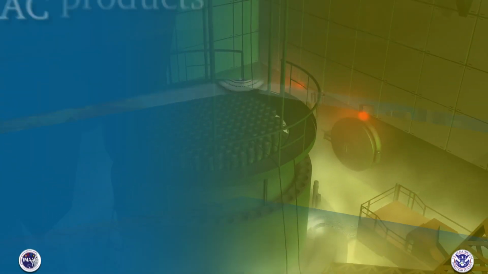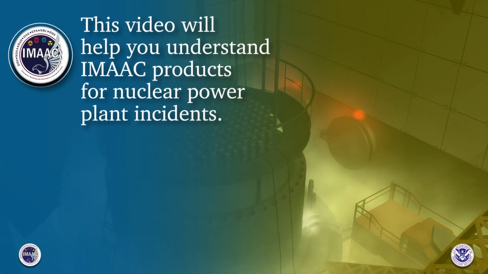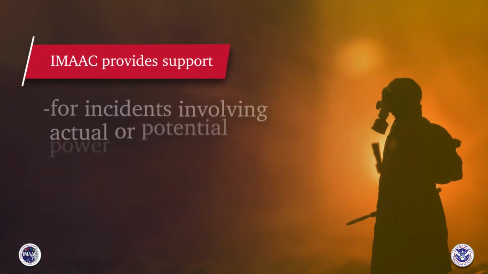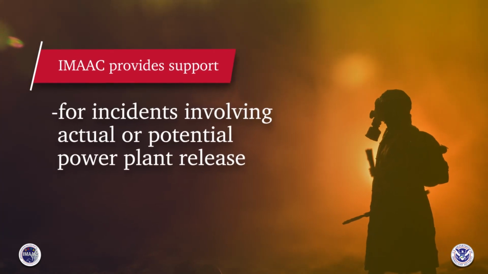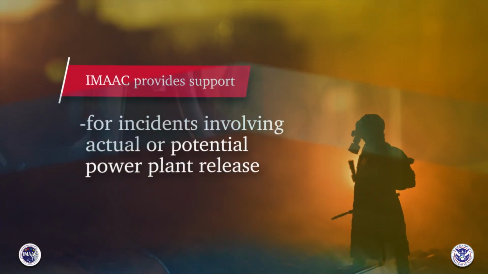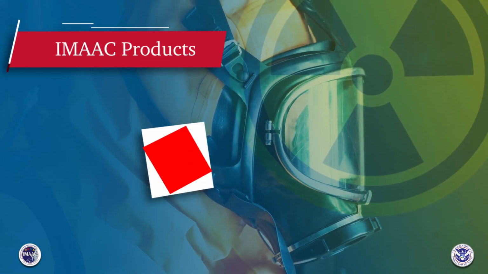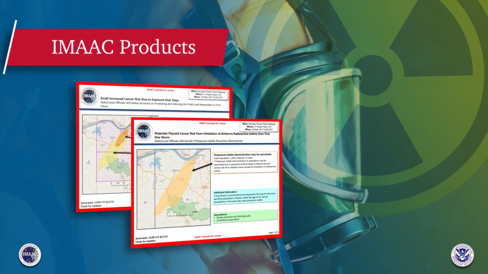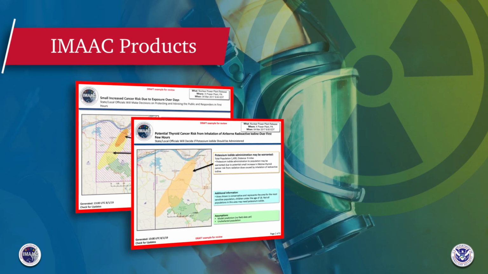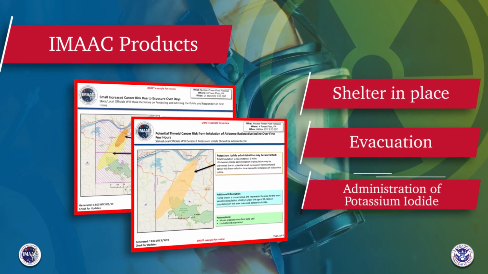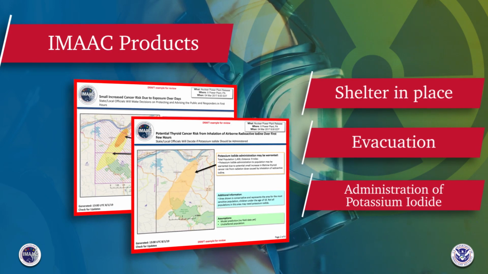This video will help you understand IMAC products for nuclear power plant incidents. IMAC can provide support for incidents involving an actual or potential radiological release from a nuclear power plant. In the event of an actual or potential radiological release from a nuclear power plant, IMAC can generate products showing where protective actions such as shelter in place, evacuation, or administration of potassium iodide should be considered.